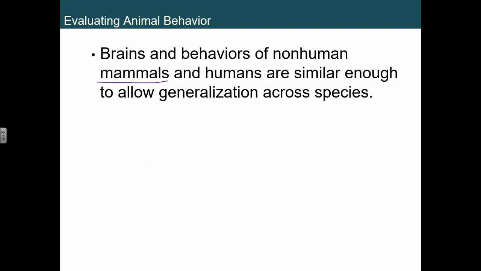Typically, we're going to use mammals for this, largely because that's going to give us more similar behaviors and more similar brains, right? Mammal brains have some similar features, whether that's a rat, a monkey, a porcupine, they all have some similar features that are different than if you were to grab a turtle, right?